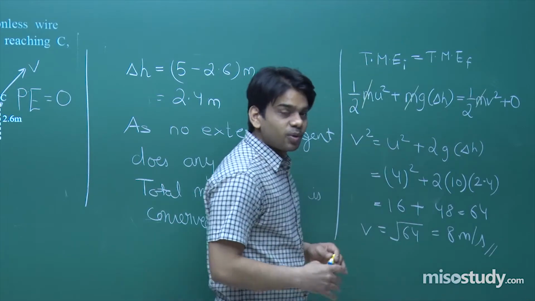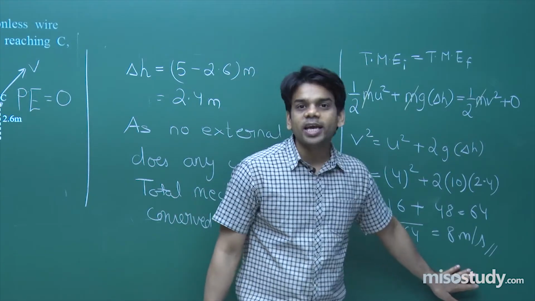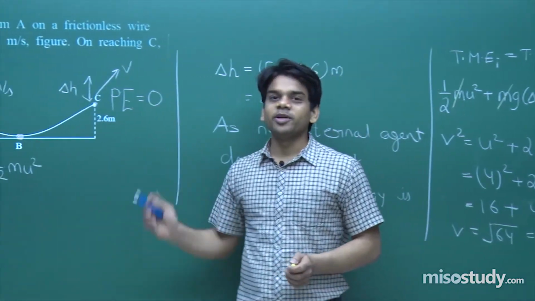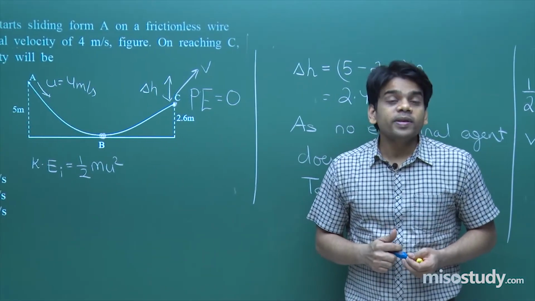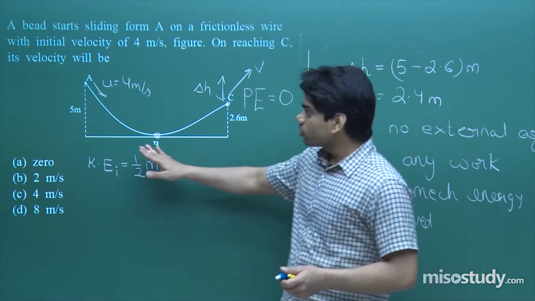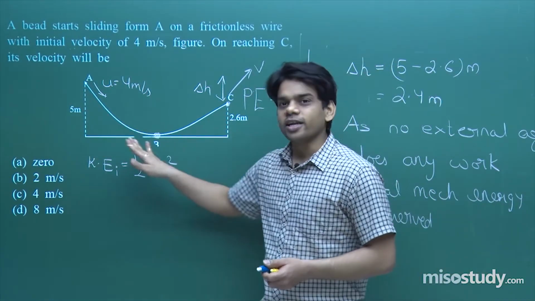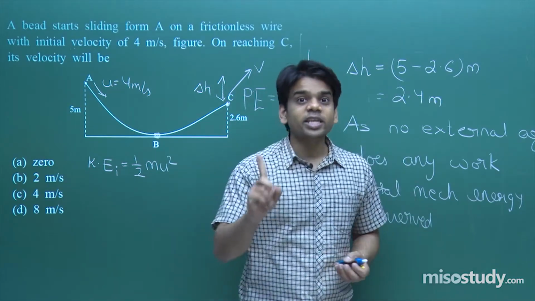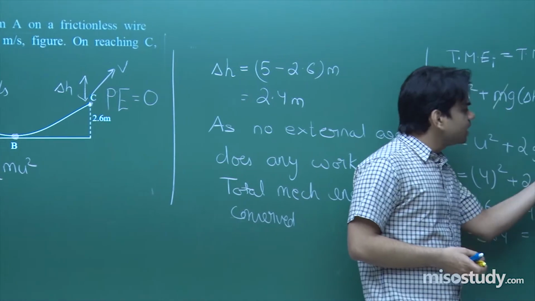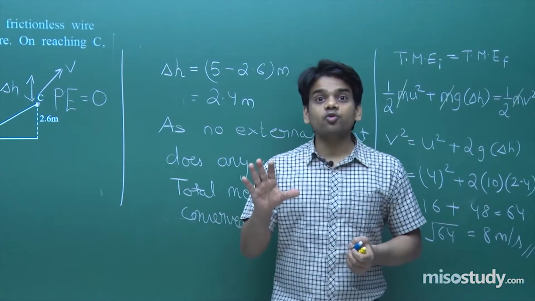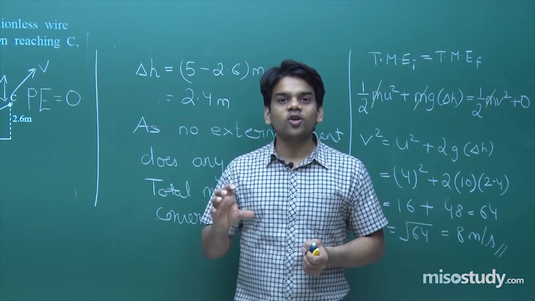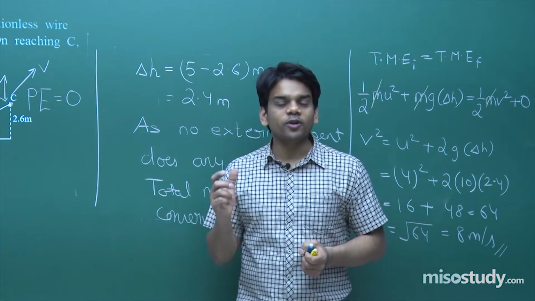Clear? I believe that now it's clear to you all. V equals 8 meter per second. That is, the velocity at this point will be 8 meter per second. One more thing you have learned from this exercise. This is not a case of free fall, as you can see that the body is sliding on the rail. But if you observe the equation, V square is U square plus 2g delta h. Delta h is the actual height along the vertical direction that it has come down.